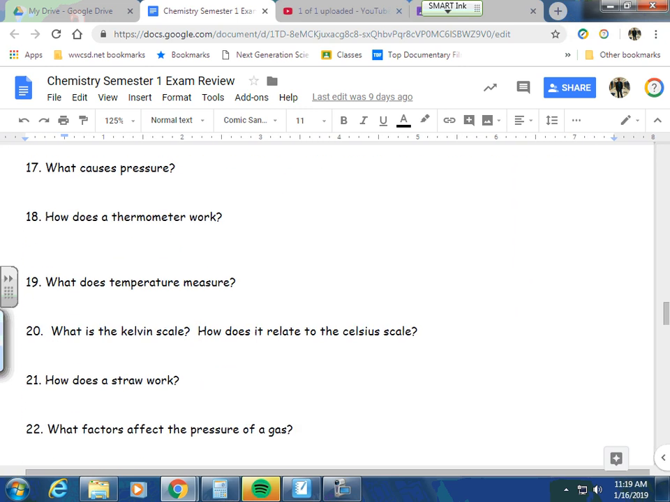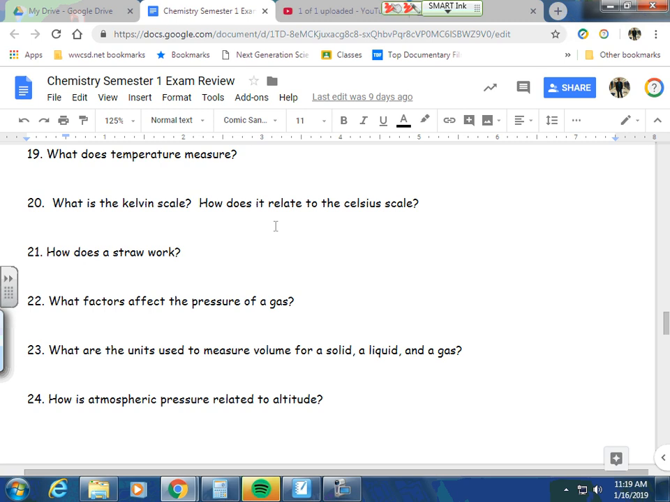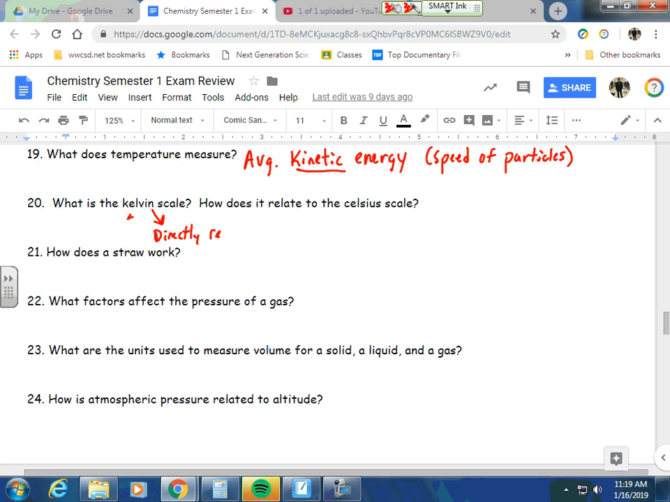What does temperature measure? Really what temperature measures is that average kinetic energy. I said this earlier in the video: the kinetic energy is really talking about the speed of the particles. So how fast are those particles moving? And we develop a scale that goes along with average kinetic energy. So the Kelvin scale is directly related to average kinetic energy.